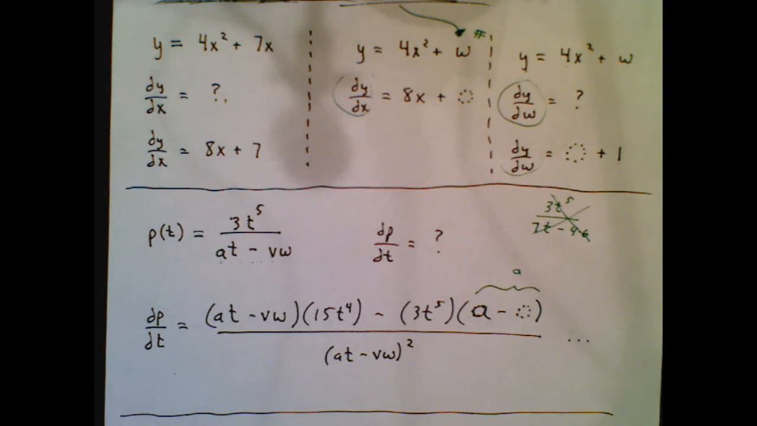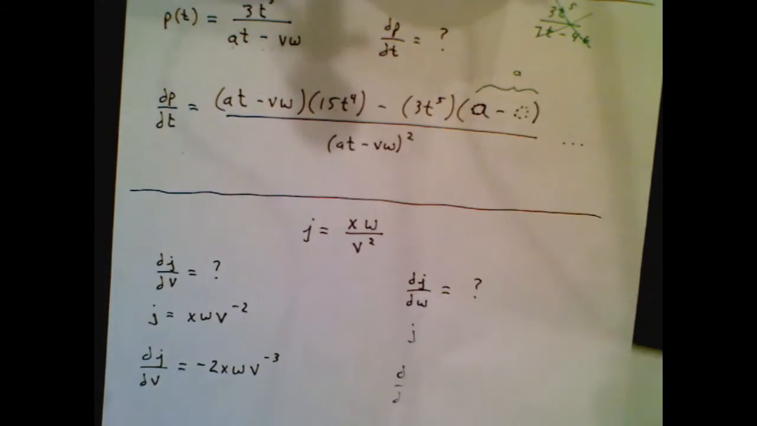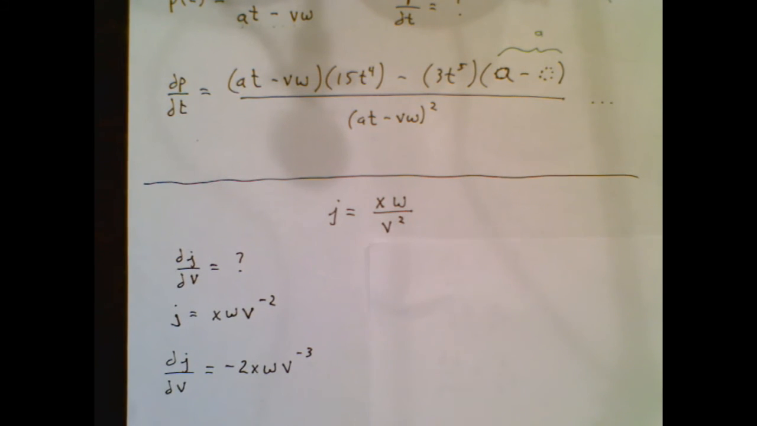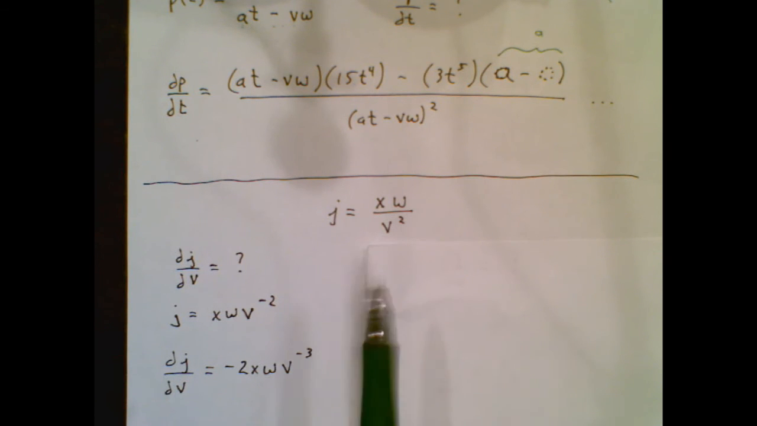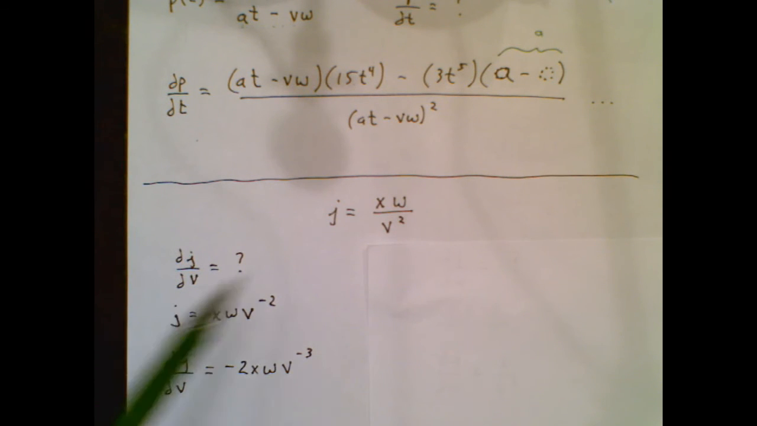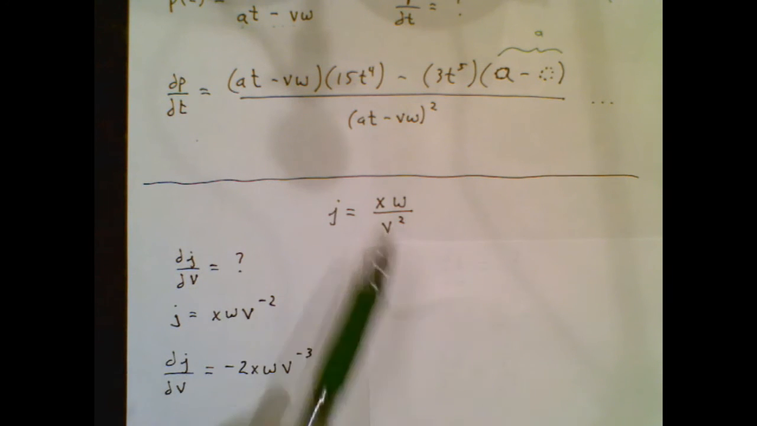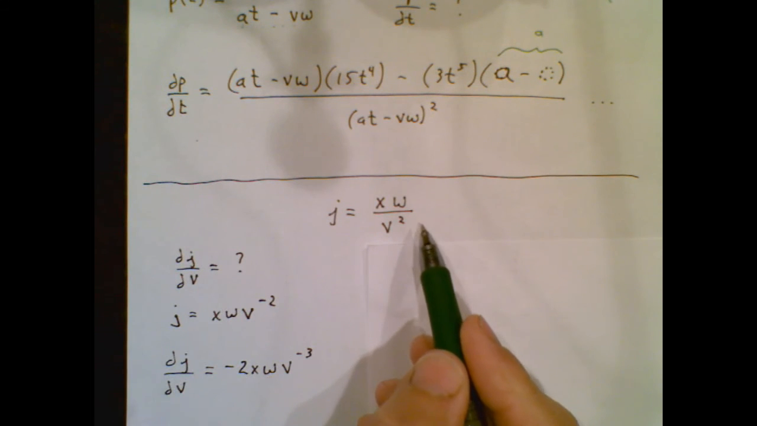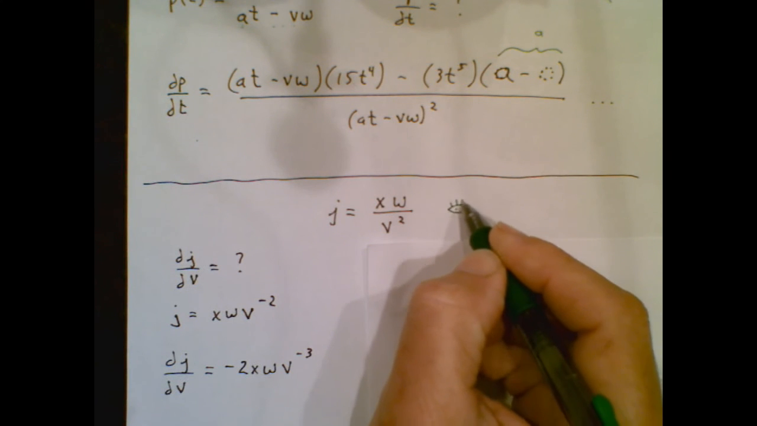Let's do another one. Another quotient rule situation, and I have equation J, x, w, and v. By this symbolism, I know v is a variable, which makes x and w a number. If I'm asked for dj dv, I could do quotient rule, but there's also an eyeball adjustment that you can make if it helps you.